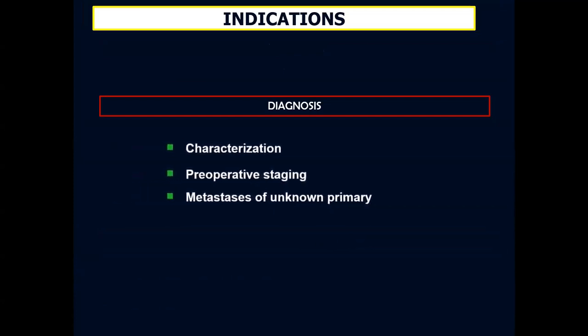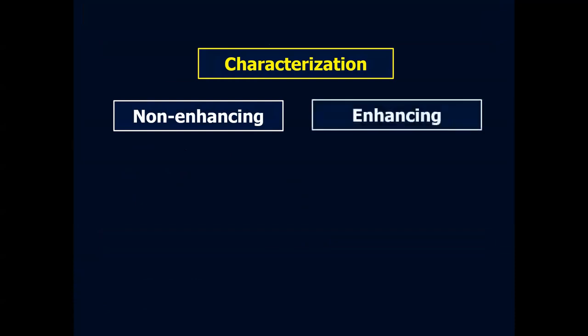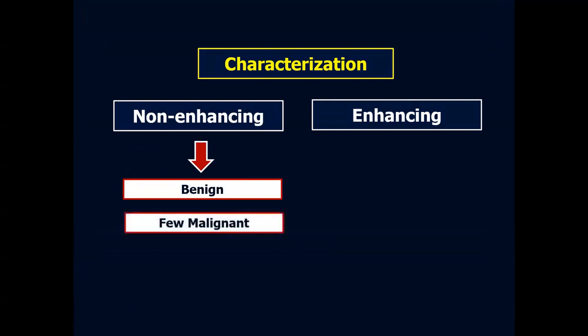And now we move to diagnosis. To characterize breast lesions, we classify them into non-enhancing lesions and enhancing lesions. For the non-enhancing lesions, they are almost always benign, with a very few exceptions of malignant lesions which do not show contrast uptake, and these include some low-grade DCIS and invasive lobular carcinoma.